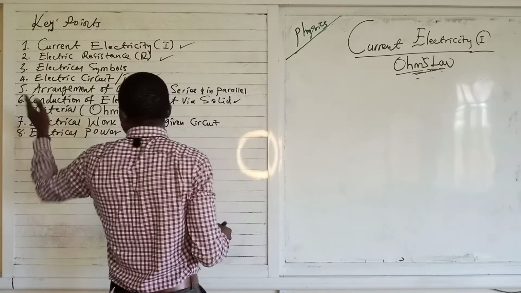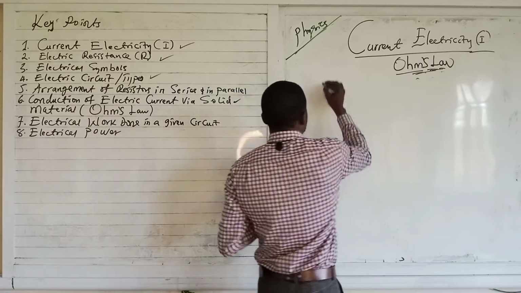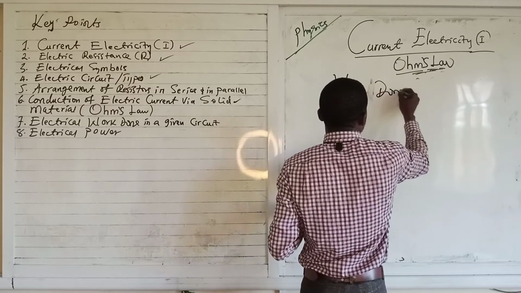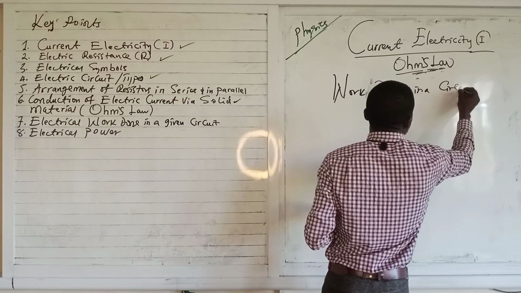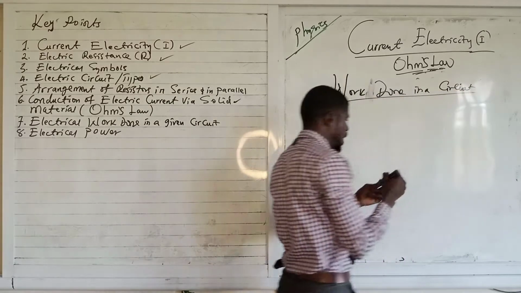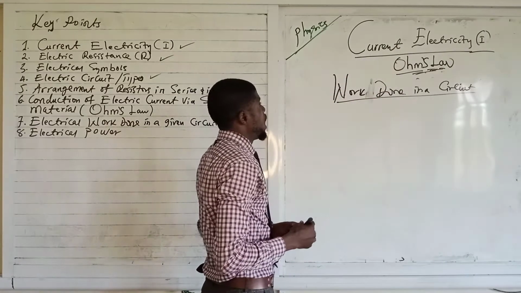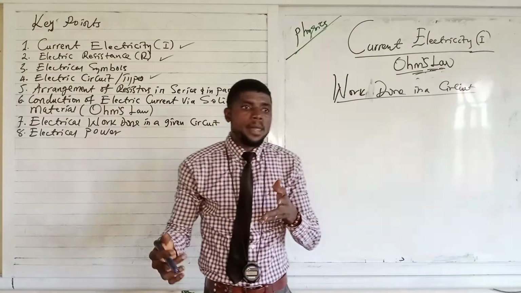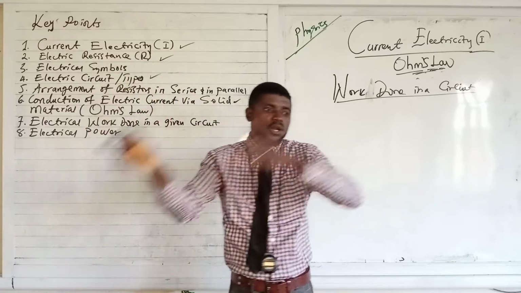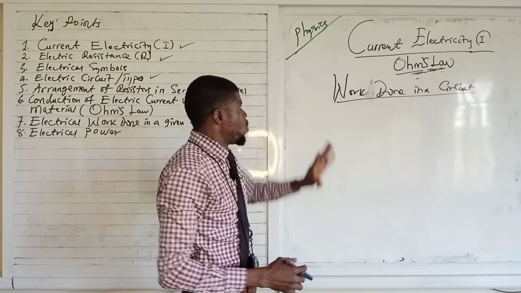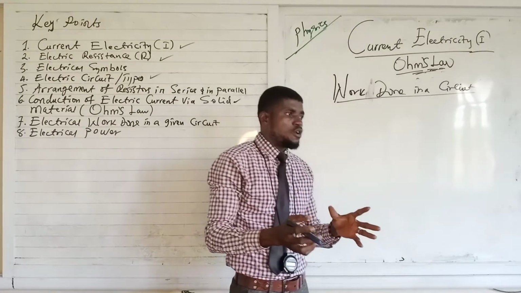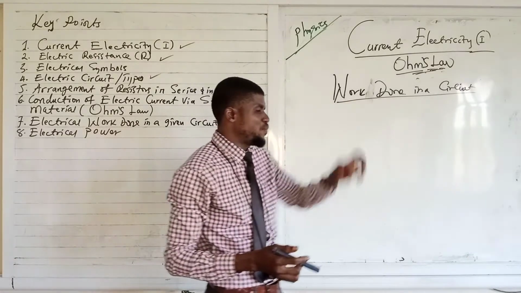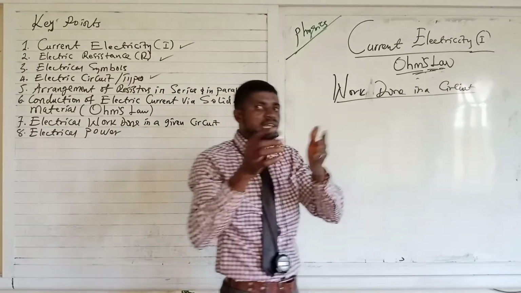We want to look at electrical work done in a given circuit. The electrical work done in a circuit is simply the work done in moving a unit charge from one point to another in an electric field. And in physics, we say that work is done when a force moves a load through a distance and in the direction of the force applied. In this case, the force that moves the charges is simply the EMF in the circuit.